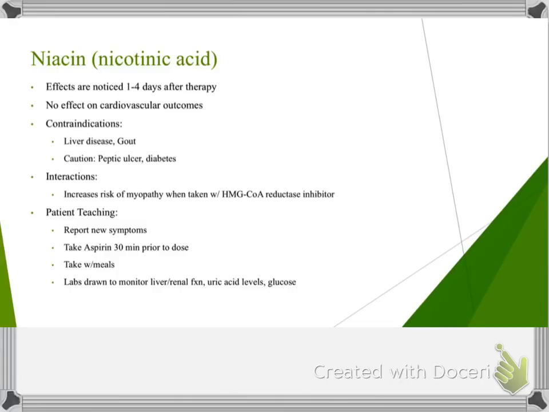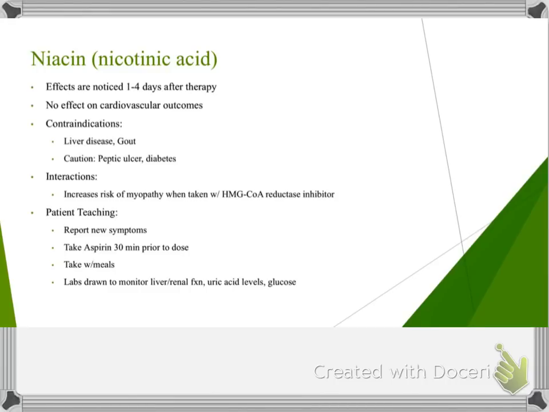So contraindications: liver disease. It can potentially cause hepatotoxicity. So if you already have some kind of liver disease, you're not going to want to be on this. If you already have gout, it can cause gout. So if you already have high uric acid levels, you don't want to be on this. You want to use caution with peptic ulcer disease and diabetes. That is because it does cause an increase in our GI motility and acid secretion. So it can make your peptic ulcers worse. And with the diabetes, it can cause hyperglycemia. So we just want to be monitoring our blood sugars more closely.